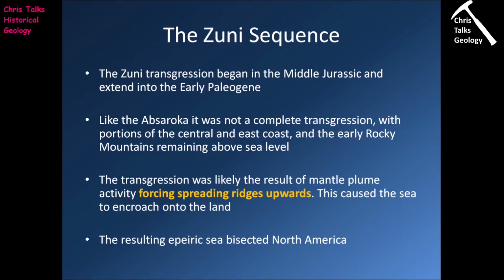So what about the Zuni sequence? Well, the Zuni transgression begins in the Middle Jurassic and it extends all the way through into the Early Paleogene, so it goes through into the Cenozoic. Now, like the Absaroka, it was not a complete transgression.